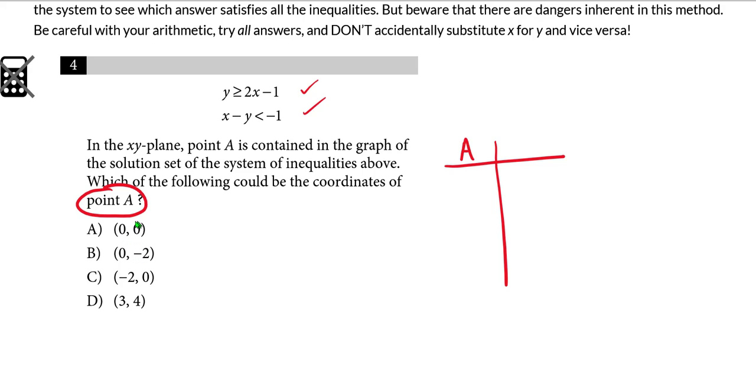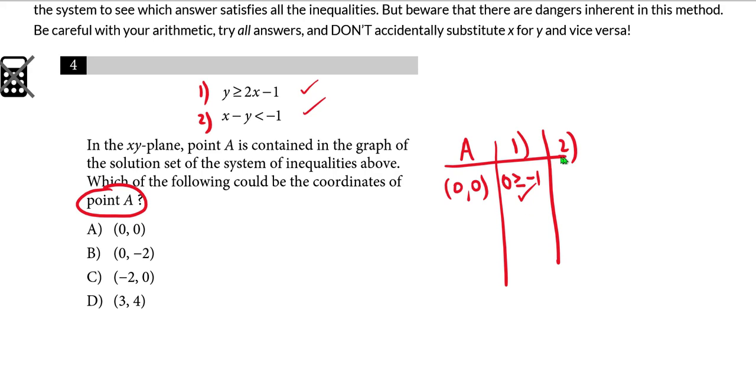I'm actually going to start at answer choice A because 0 and 0 are going to make my life really, really simple. So I'm going to label this inequality 1 and this inequality 2. I'm going to put a 1 here and a 2 here, and I'm going to ask myself, does 0, 0 satisfy inequality 1? Well, I would have 0 is greater than or equal to, the 2x is going to go away because 2 times 0 is 0. 0 is greater than or equal to negative 1. 0 is indeed greater than or equal to negative 1, which means my first inequality is satisfied.